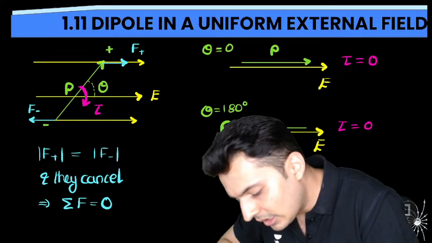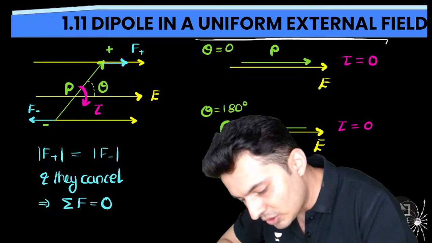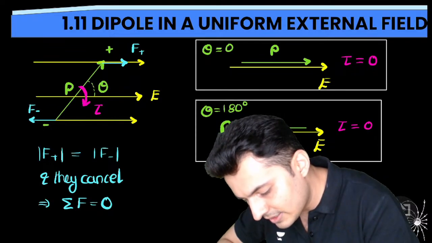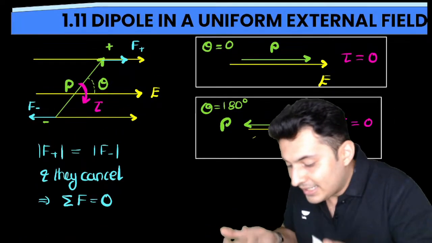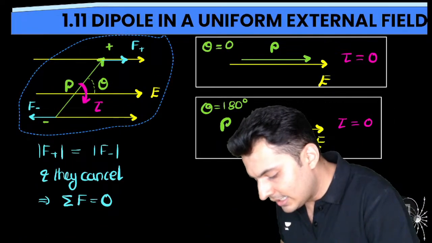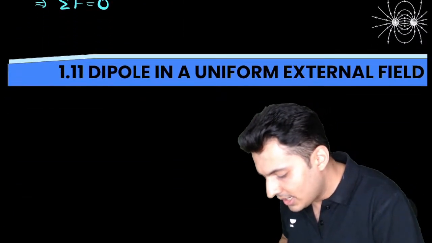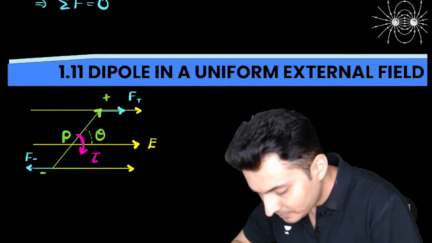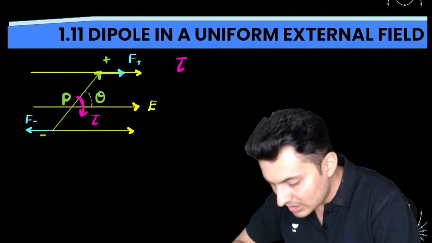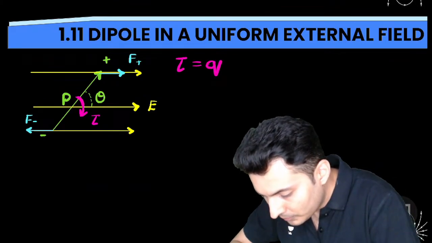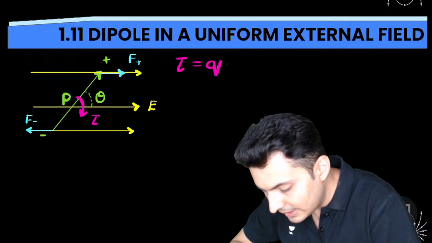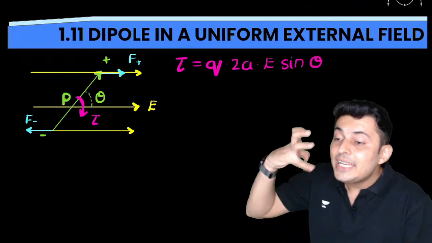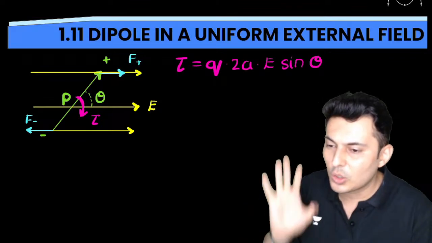So very, very important cases, I would say. Okay, all these are important cases, but for a general theta, I think the torque can be found, and the torque comes out as this formula. Observe this. The torque comes out as Q into the dipole length, which is basically 2a, into E into sine theta. This is the final result which comes after you find the torque using R cross F.